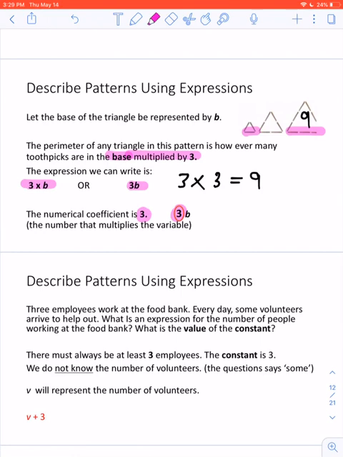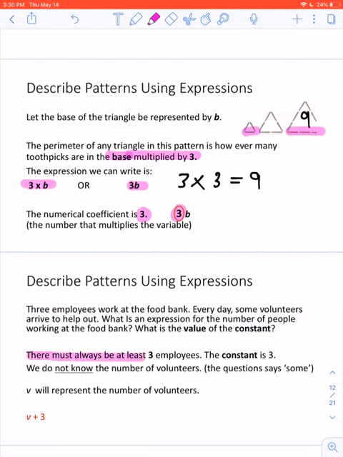3 employees work at the food bank every day, plus some volunteers. Right away, I see that 3 and some. What is an expression for the number of people working at the food bank? What is the value of the constant? So the constant is the thing that doesn't change. The thing that does not change is there's always 3 employees. We don't know how many volunteers are going to come on any given day. That's why they use the word some. Okay, so constant is the thing that doesn't change.